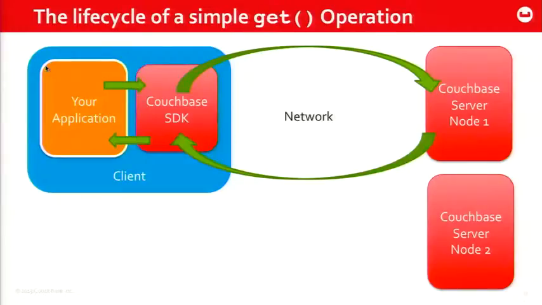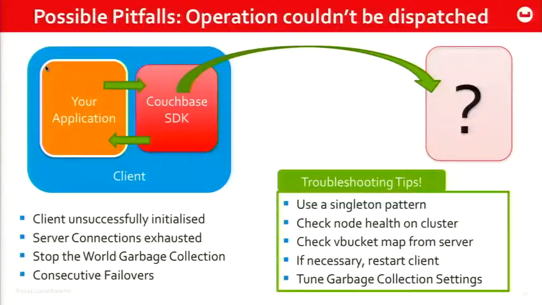But we're not here to talk about how operations work. We're here to talk about why operations don't work. So let's have a look at some of the things that can go wrong. Firstly, the operation couldn't be dispatched at all, meaning there was a problem sending the operation out. This can happen for a few reasons, which I've listed here.